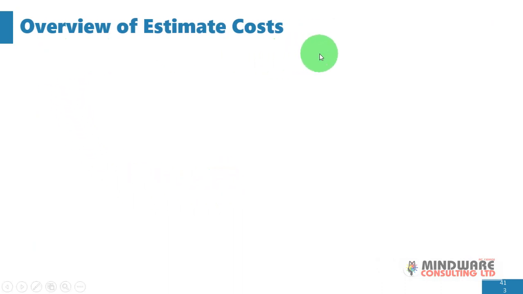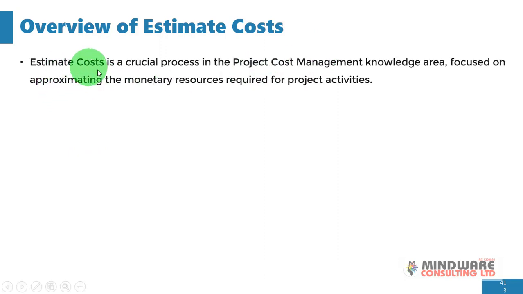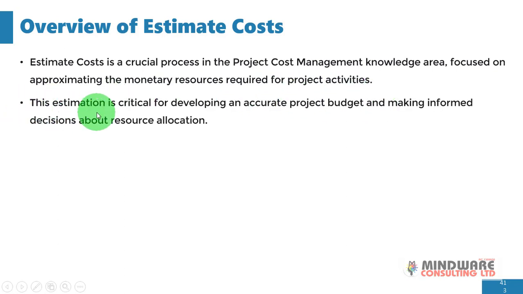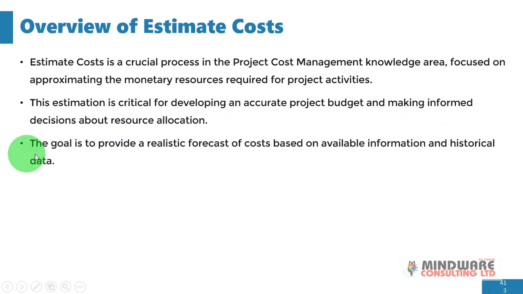So a quick overview of what the estimate cost is all about. Estimate cost is a crucial process in the project cost management knowledge area, focused on approximating the monetary resources required for project activities. This estimation is critical for developing an accurate project budget and making informed decisions about resource allocation. The goal is to provide a realistic forecast of costs based on available information and historical data.